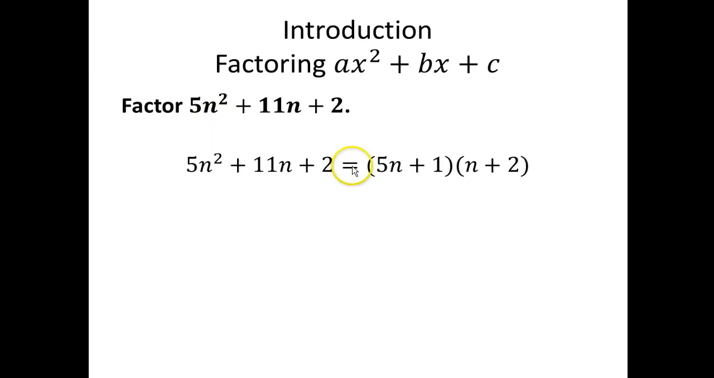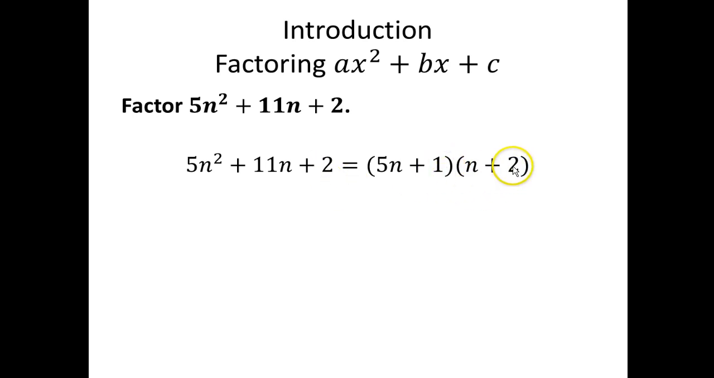Whatever my first terms in the binomials are, they need to multiply together to give me my first term in my trinomial. So since 5 is a prime number, I know that my only possibilities are 5 and 1. So I would multiply 5n times n in my first product to get 5n squared. Similarly, 2 is a prime number, so I know that these last two numbers, which contribute directly to the constant term of my trinomial, have only possibilities 1 and 2.